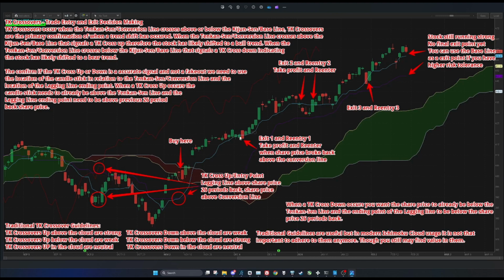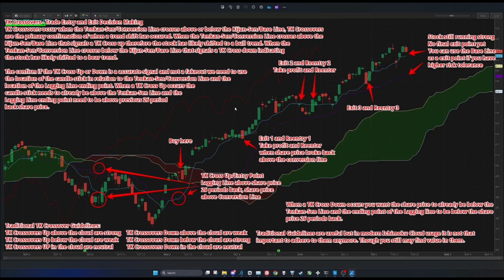So if you don't want to be getting in, getting out, getting in multiple times on this blue conversion line, you can use the Kijun-sen baseline, the purple line here, as your stop loss or profit taking point instead. But your profit taking point is likely not going to be as high as the Tenkan-sen conversion line profit taking point, if you're going with the Kijun-sen baseline. The Kijun-sen baseline is just if you have a high risk tolerance, you're okay with not taking the highest amount of profit on a particular trade.